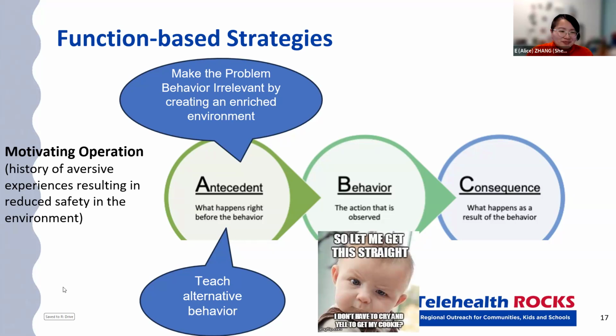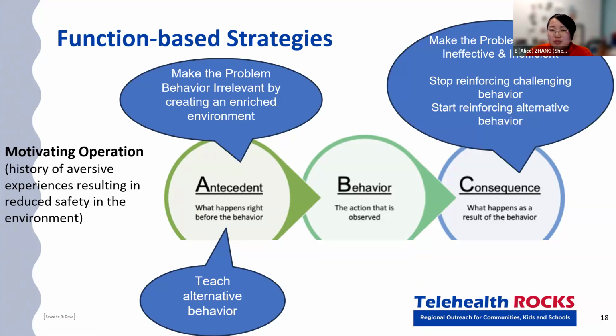Next slide. So we also want to look at the consequence as well. With consequence, what we really want to do is to make the problem behavior ineffective or inefficient, meaning that we're going to stop reinforcing the challenging behavior and reinforce the alternative behavior. So if I start crying to get my cookie and that's not going to work anymore, and then I start learning to say, cookie please, and then I get a cookie, what happens is that challenging behavior is ineffective.